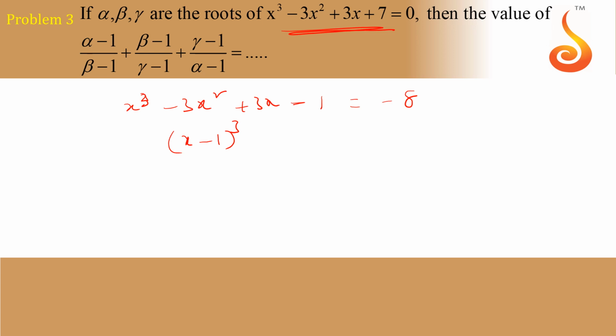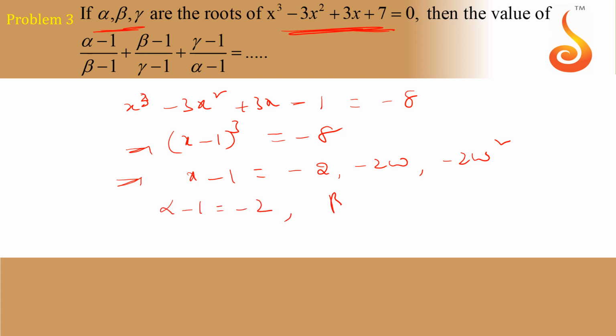So is it correct or not? Check. (x − 1)³ = x³ − 3x² + 3x − 1 = −8. So x − 1 will be the cube roots of −8, which are −2, −2ω, −2ω². They gave that α, β, γ are the roots, no? So I can take α − 1 as −2, β − 1 as −2ω, γ − 1 as −2ω².